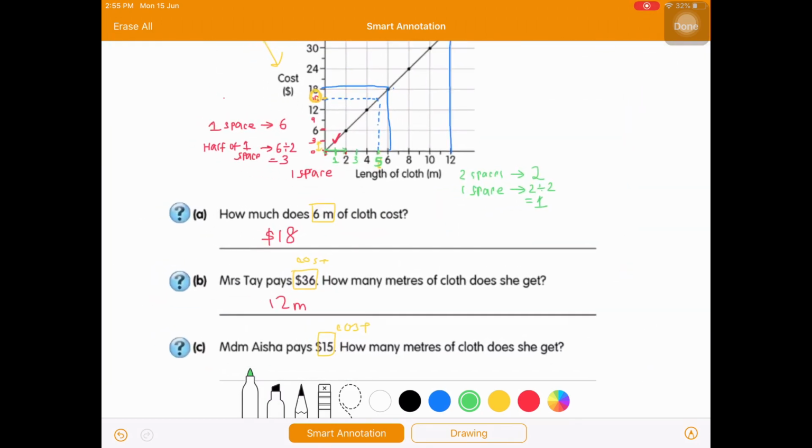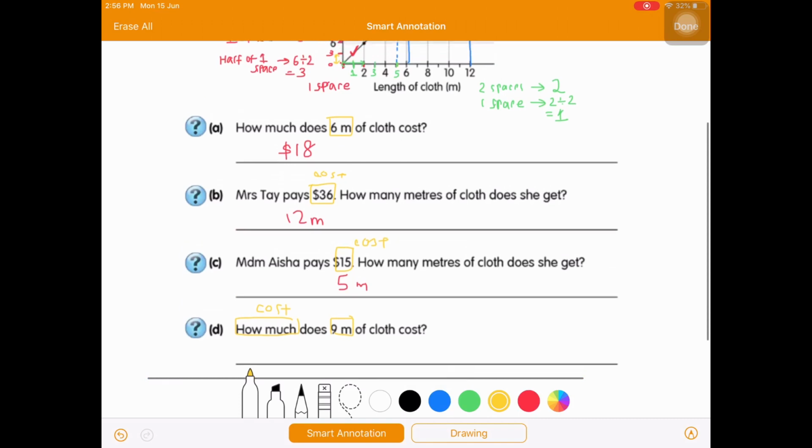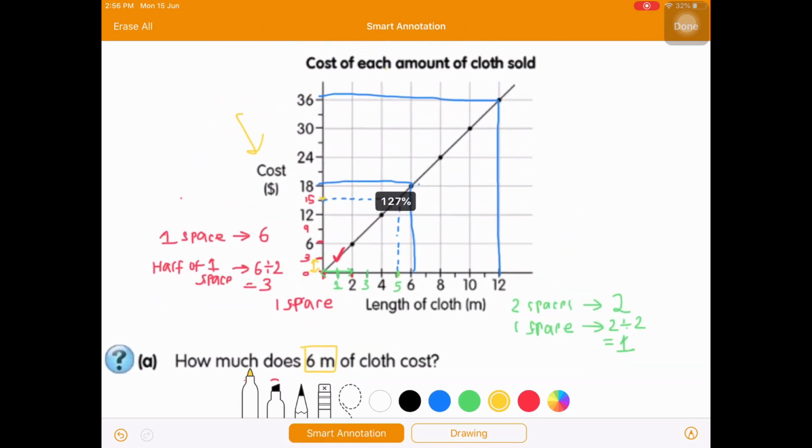So let's answer the question. Madam Aisha pays $15 and she can get 5 meter of cloth. The answer is 5 meter. Let's look at question D. How much does 9 meter of cloth cost? How much represents the cost? How much does 9 meter of cloth cost? Let's find where is 9 meter on the line graph.